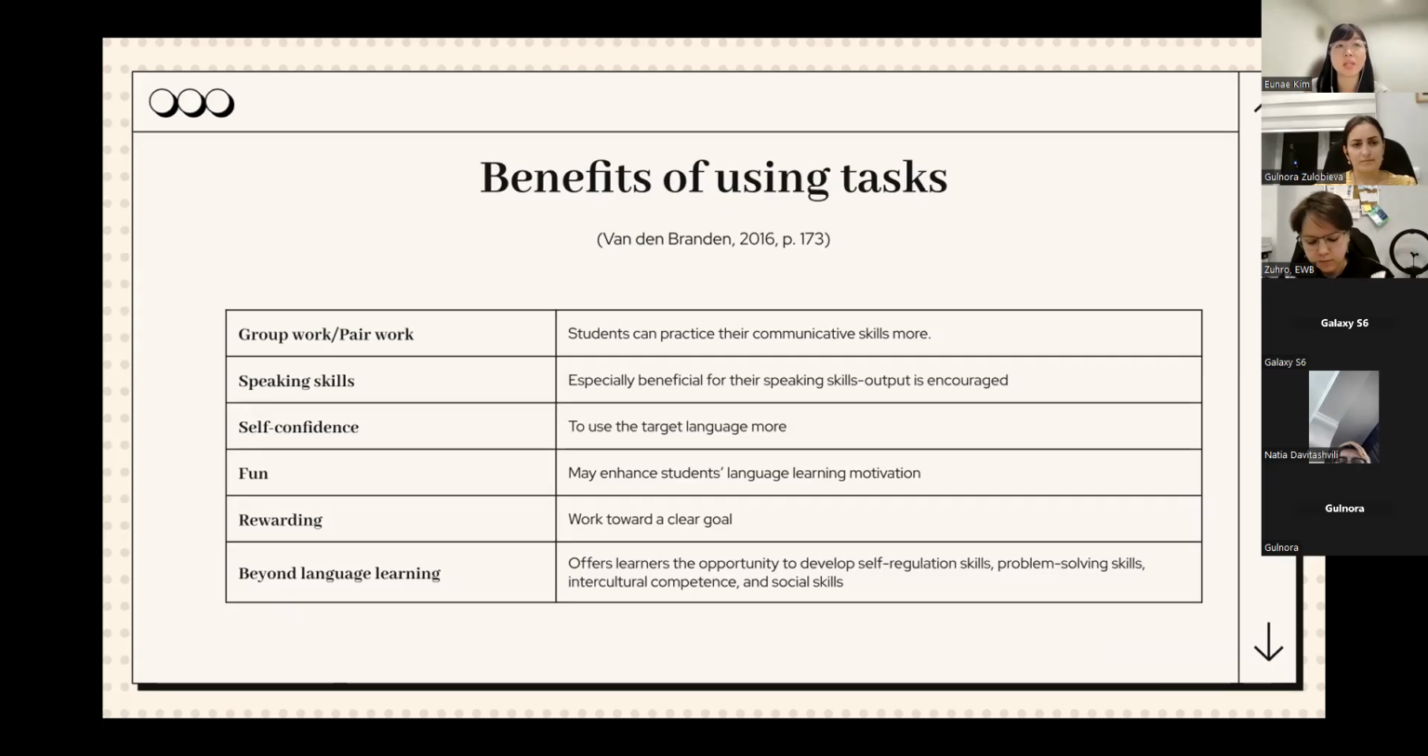And negotiation for meaning, like you're trying to find the right expression, right words, right? And you can also request for clarification. Does that mean this or that? Because you can use the target language more, it will impact your self-confidence. It can be more fun, right? Like the task we saw. Every task has a clear goal. After finishing a task, you can feel rewarded. Oh, I did this, right? Also, not just language learning, learners can have the opportunity to develop self-regulation skills, problem-solving skills, intercultural competence, and social skills. These are all skills you need to communicate better and effectively, right? Even in our first language, right?